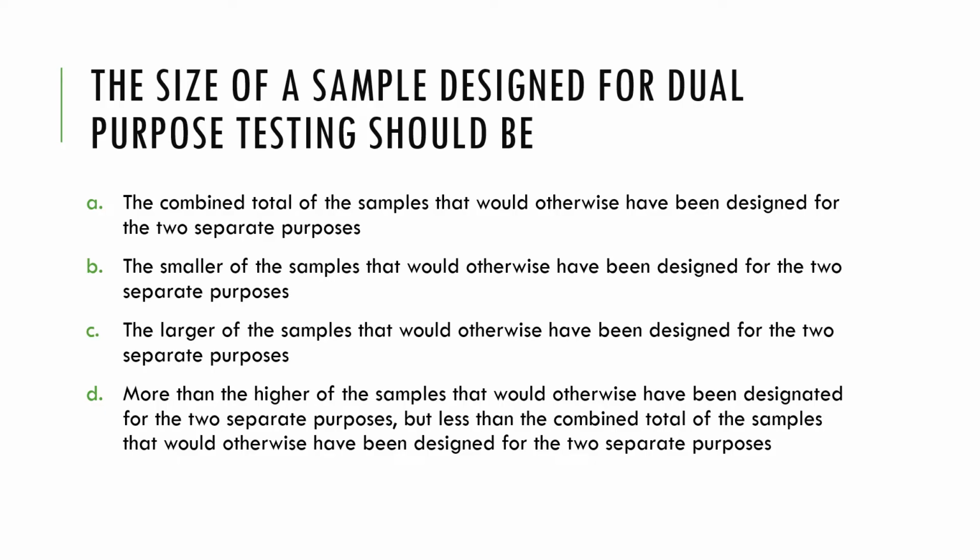Letter A says the combined total of the samples, so you add 10 and 50. Or letter B, you choose the smaller of the samples. So in the case of our illustration, we go for 10. Or letter C, we go for the larger sample size. And in the case of our illustration, that would have been the 50. Or in the case of letter D, it says more than the higher of the samples that would otherwise have been designated for the two separate purposes. So in our illustration, that's 50, but less than the combined total of the samples that would have otherwise been designed for the two separate purposes. So letter D would say it should be greater than 50, but less than 60.